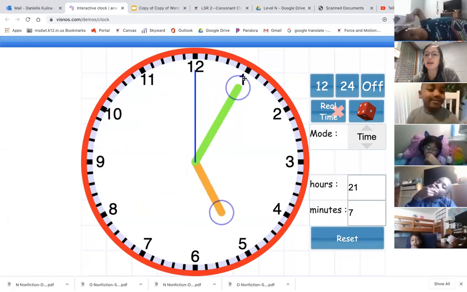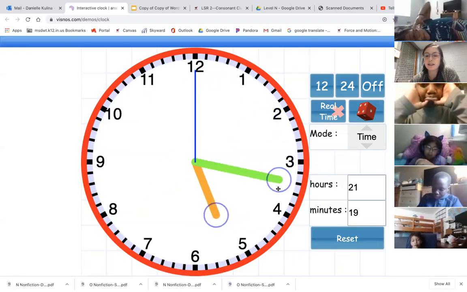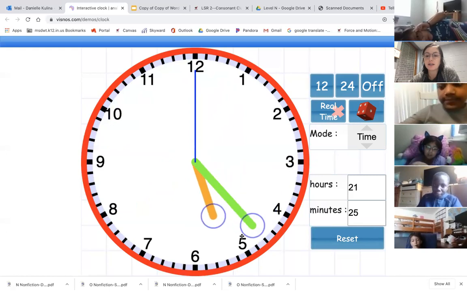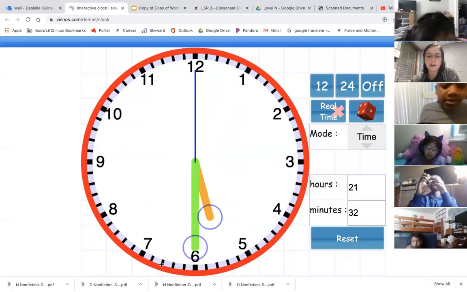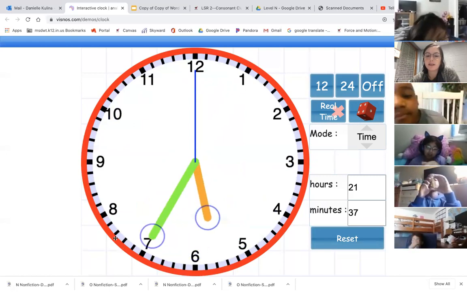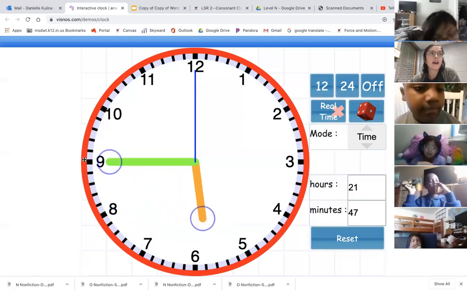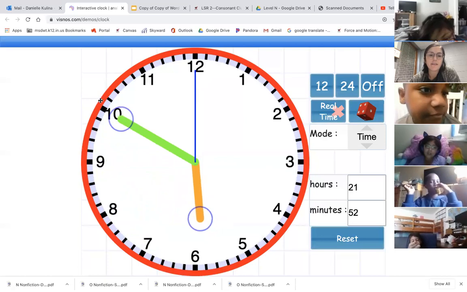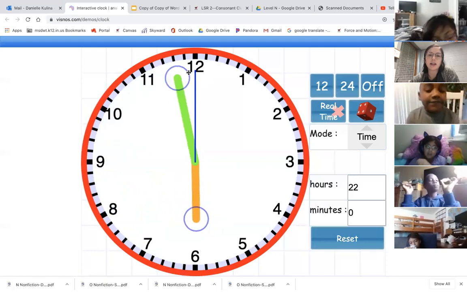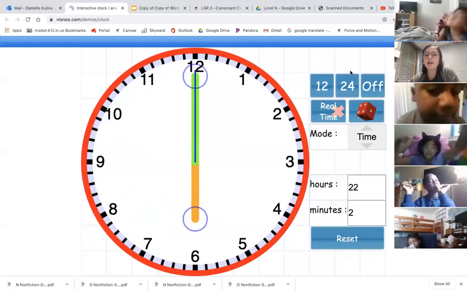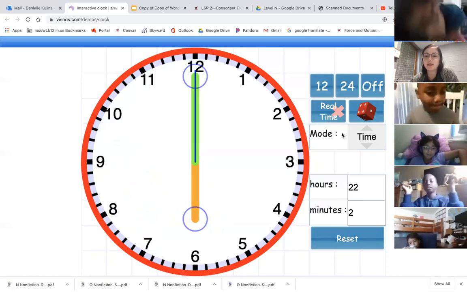So let's do it one more time. I'm going to go faster. 5, 10, 15, 20, 25, 30, 35, 40, 45, 50, 55, 60. Okay, go ahead and mute yourselves. Mute, mute, mute. Let's see who can do it quick enough.